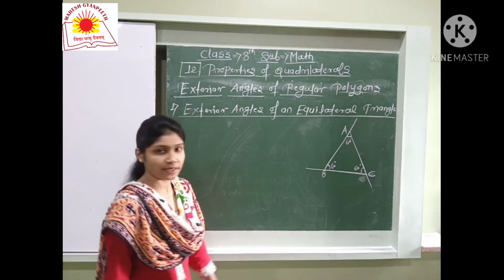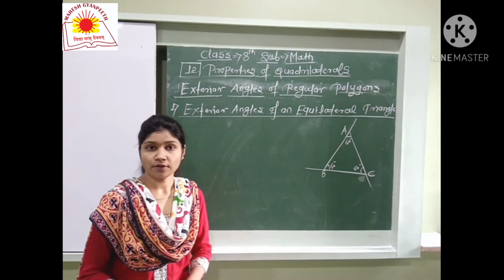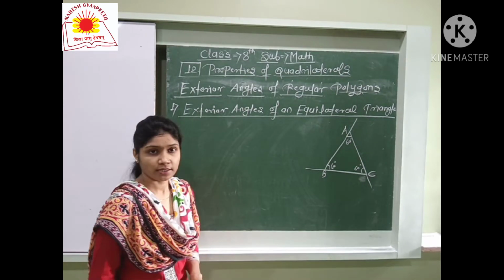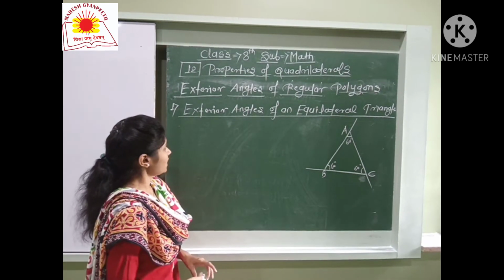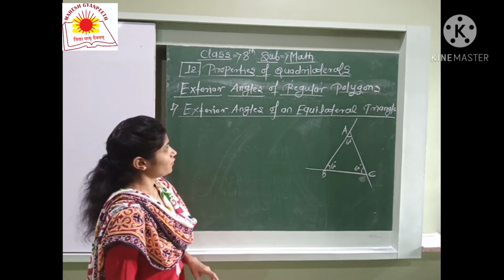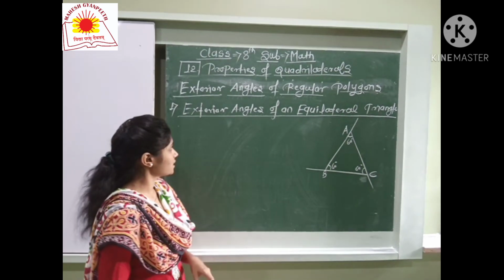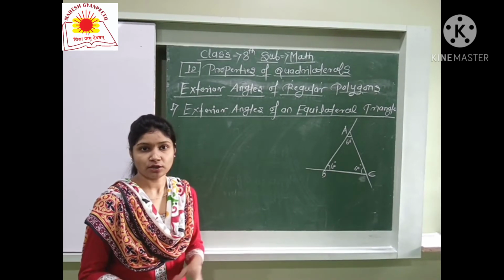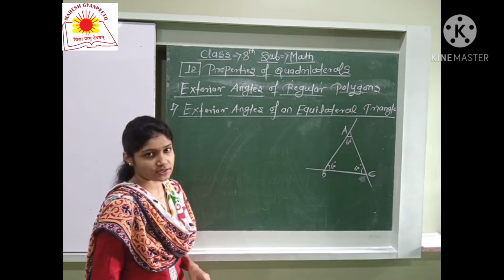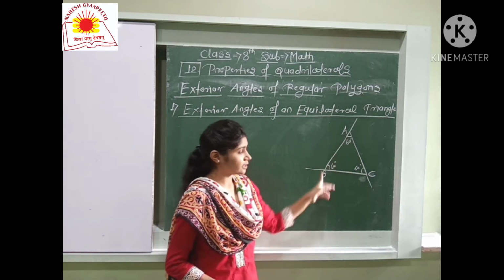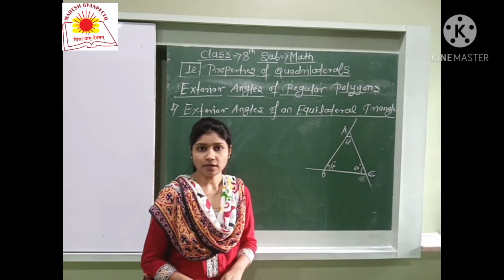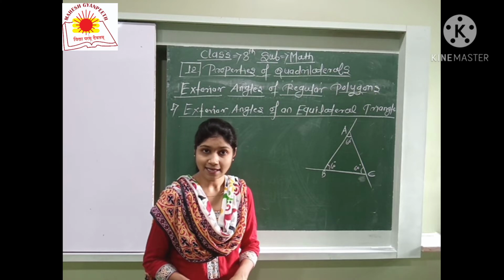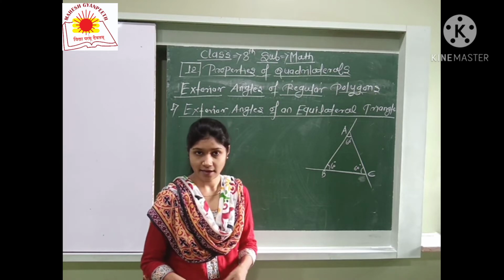Now students, the next topic is the exterior angle of a regular polygon. Okay. What is the exterior angle of a regular polygon? Our first topic is the exterior angle of an equilateral triangle. Firstly, you have to see the interior angle. Now, exterior angle. This is the equilateral triangle. All of you know what the equilateral triangle is: all sides are equal and all angles are equal. It is called an equilateral triangle.